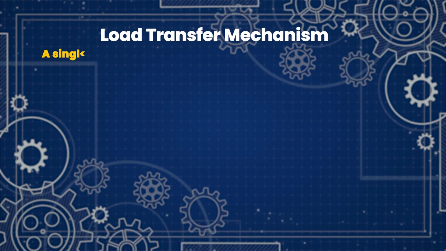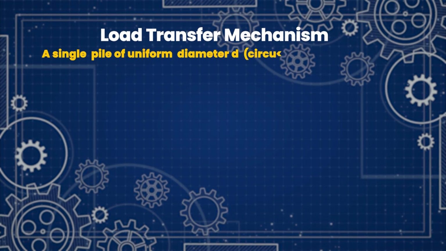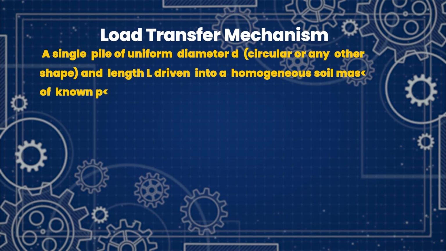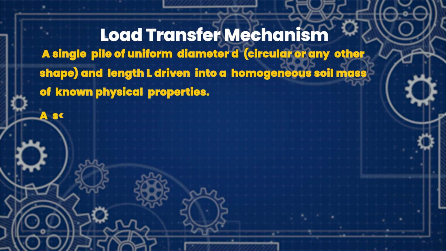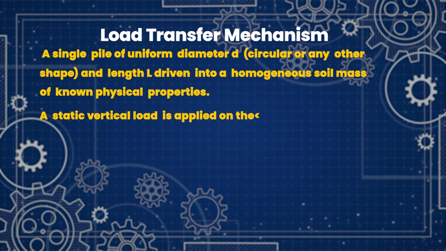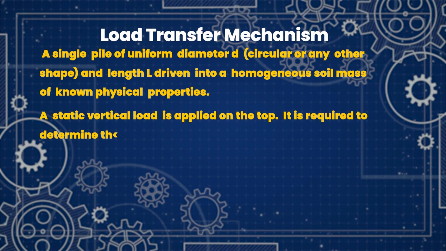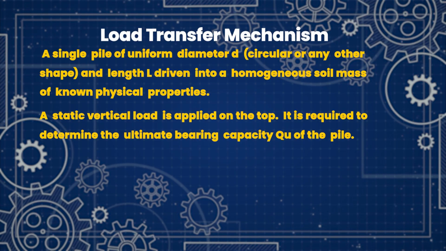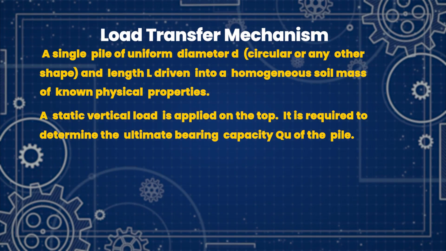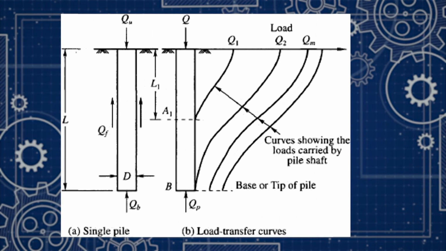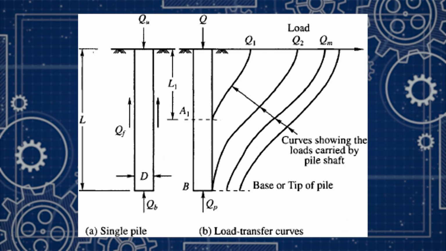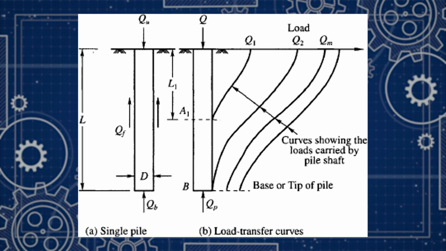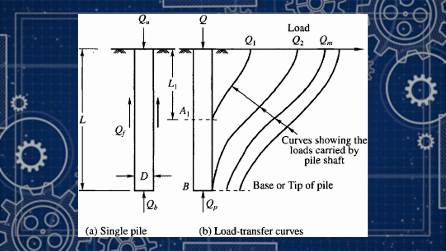See, this is the pile, this is the total length, pile length will be denoted by capital L. This will be QU, that is the ultimate pile load, and this is a homogeneous soil mass. See, this is static, vertically you are applying a load on the pile top. The objective is to determine the ultimate bearing capacity of the pile.